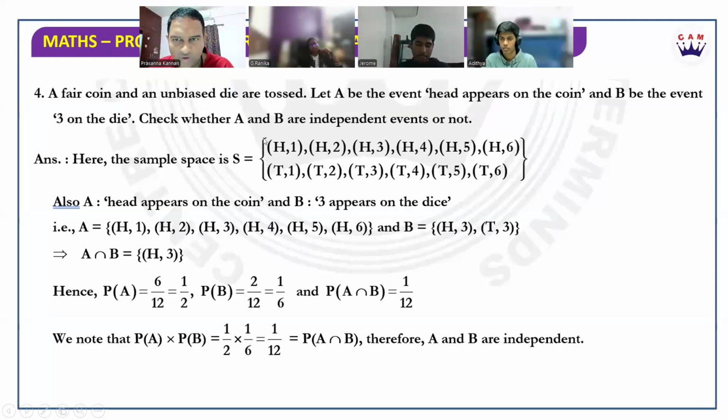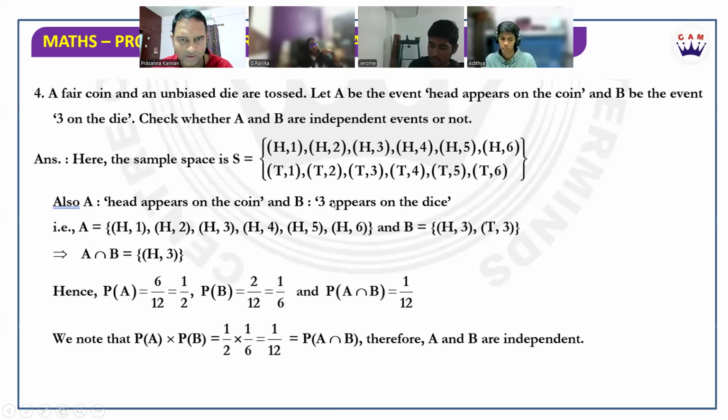See, when you toss a coin, what are the outcomes? Head or tail. When you throw a die, what are the outcomes? 1, 2, 3, 4, 5, 6. So what will be the entire sample space? H1, H2, H3, H4, H5, H6, T1, T2, T3, T4, T5, T6. Head appears on the coin means what? These 6. So 6 by 12, correct? That will be 1 by 2.